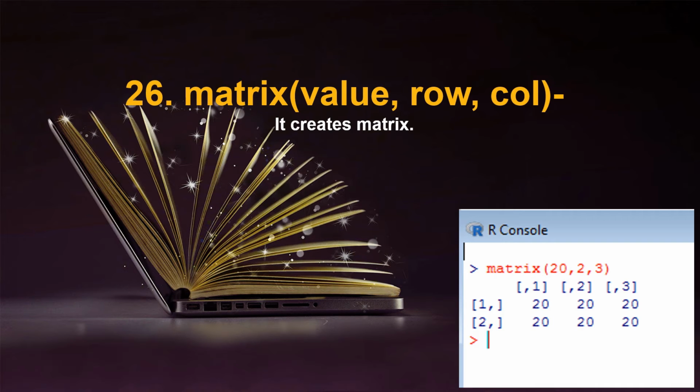The next function is matrix function. As the name says, matrix, it creates the matrix using the value, row and column. Whatever value we are passing, that value will be initialized to the entire table, and the table will be created with a certain row and column. Here matrix 20, 2, 3. So 2 is the number of rows and 3 is the number of columns, and 20 is the value. So it is created. See, 1, 2, 3 is the column, 1, 2 is the row, and 20 is the value.